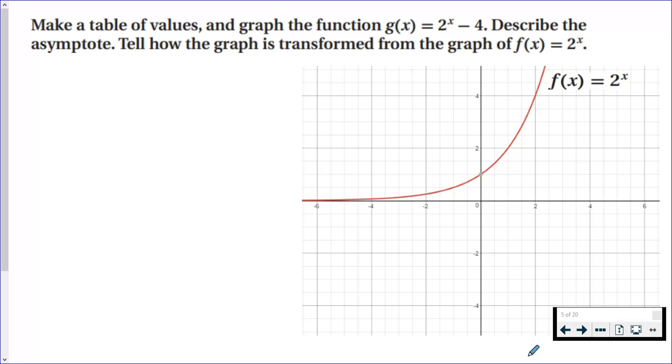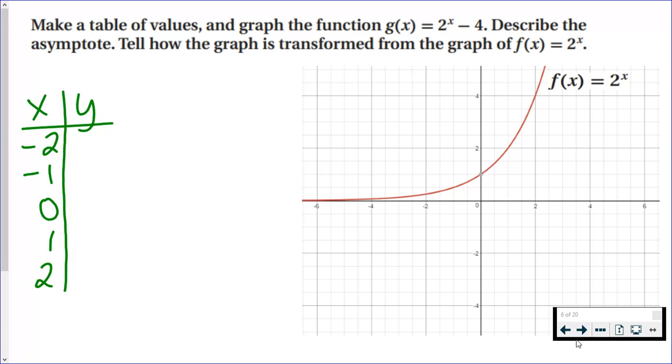Putting that minus 4 on the end to become g of x means that this has a transformation down 4. Anytime you're adding or subtracting a number to the function, you are either going to move it up or down. So the minus 4 means that the function pictured in the graph is just going to shift down 4. But instead of me just making a rough sketch of that, I'm going to make a table of values.